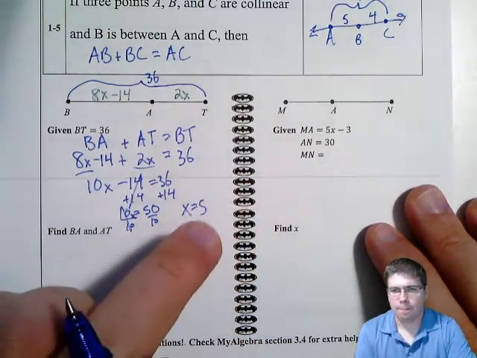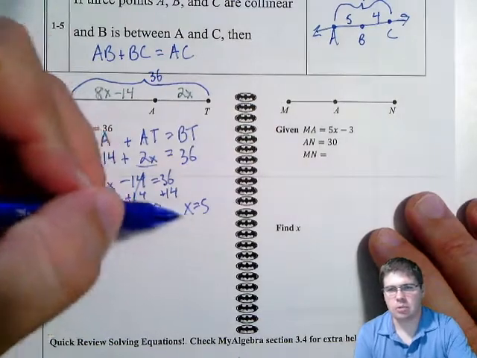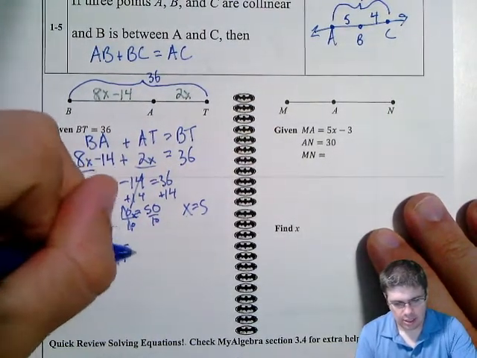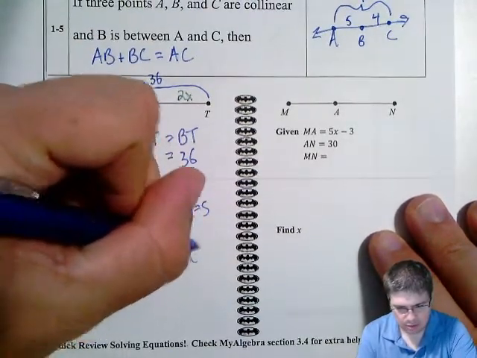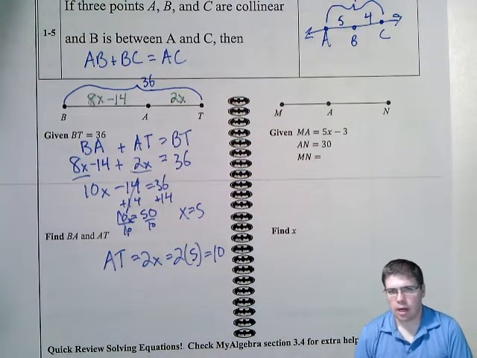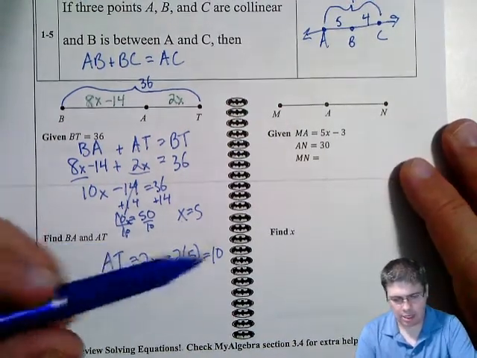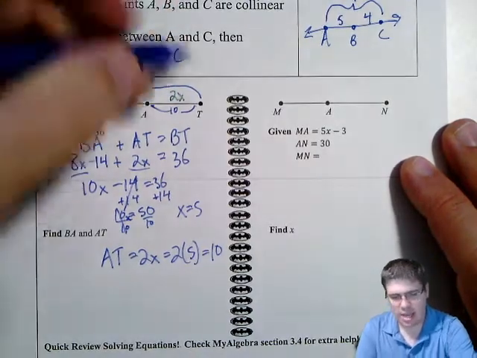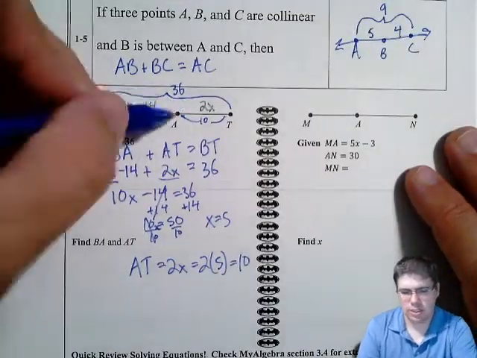We can plug that x back into one of these two to figure this out. Probably the easiest one to plug into is the 2x. So AT, we know, is 2x. If we plug in x is 5, that's 2 times 5, which is 10. We could do something similar with BA, and maybe I'll double check that in a second. But if that distance is 10 out of that 36, this other side has to be 26. So 26 plus 10 gives us 36.